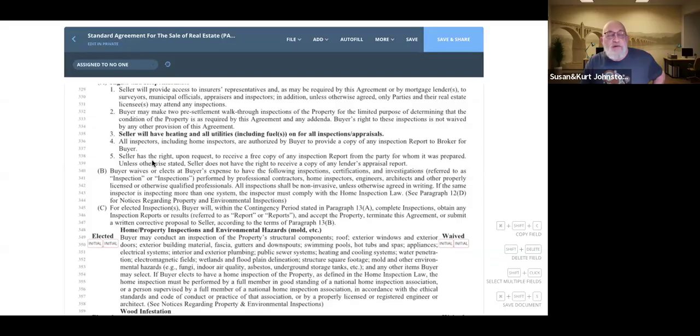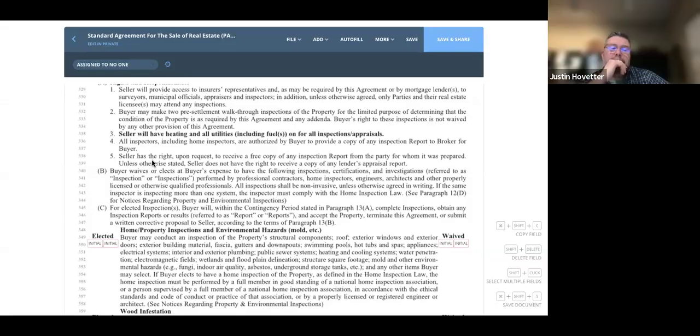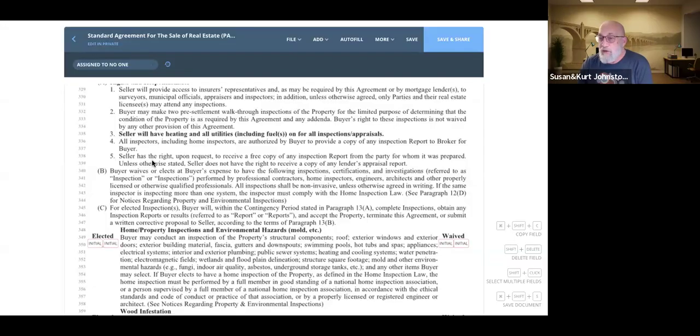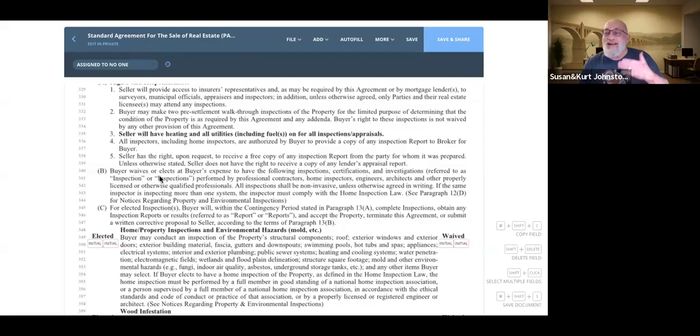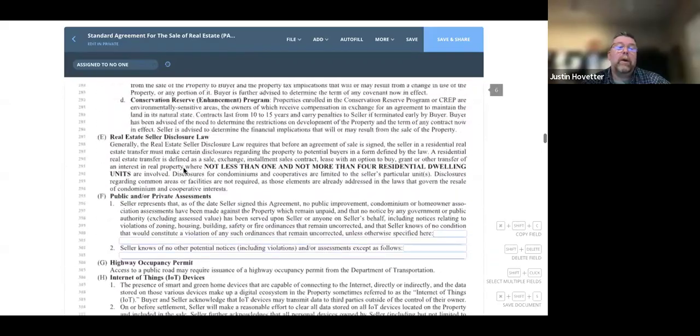Justin, not to shortstop you, I just had a question because we've seen it, and I know other people have seen it too. If they waive, let's say they waive all these, which does happen, and the appraiser for the mortgage company or the insurance company says we have to have this, what happens? I mean, that's right back where we were, Kurt.